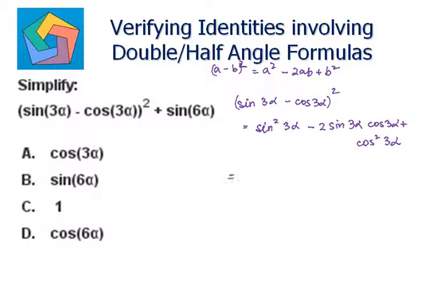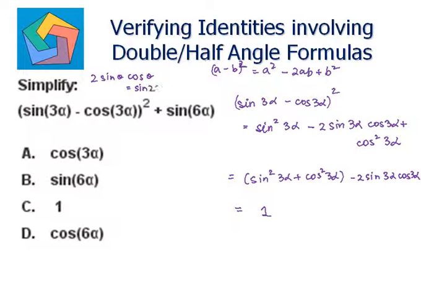Let's club sin squared 3 alpha and cos squared 3 alpha together. Sin squared 3 alpha plus cos squared 3 alpha minus 2 sin 3 alpha cos 3 alpha. Sin squared 3 alpha plus cos squared 3 alpha is 1, and 2 sin theta cos theta is equal to sin 2 theta. So this becomes sin 2 times 3 alpha, that's sin 6 alpha.